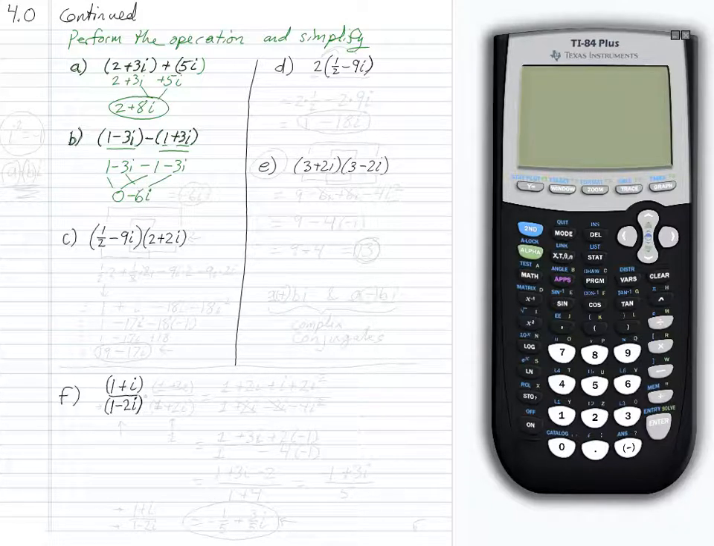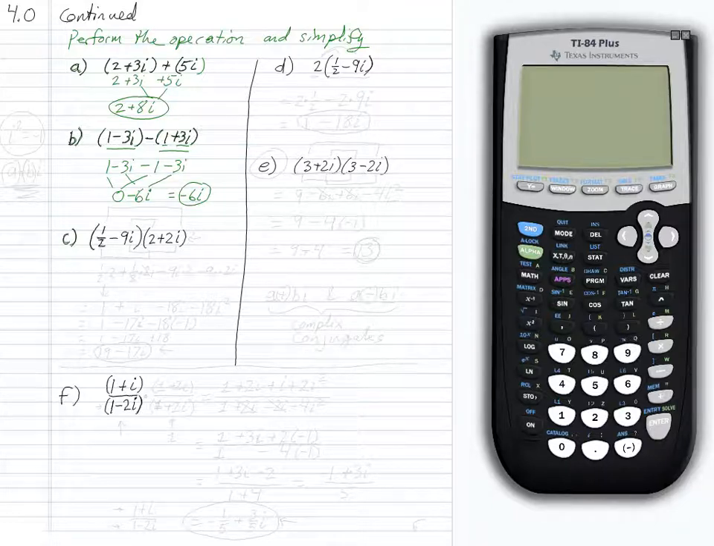So here we end up with our final answer, negative 6i, a purely imaginary number, from adding these two complex numbers together. So adding, subtracting, multiplying, dividing two complex numbers will always return another complex number. Now that complex number may be purely real, it may be purely imaginary, or it could be some combination of the two. So let's see another type of operation.